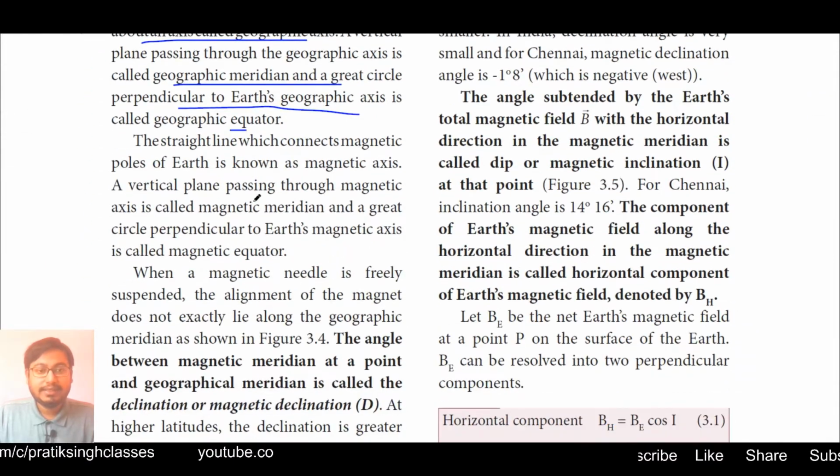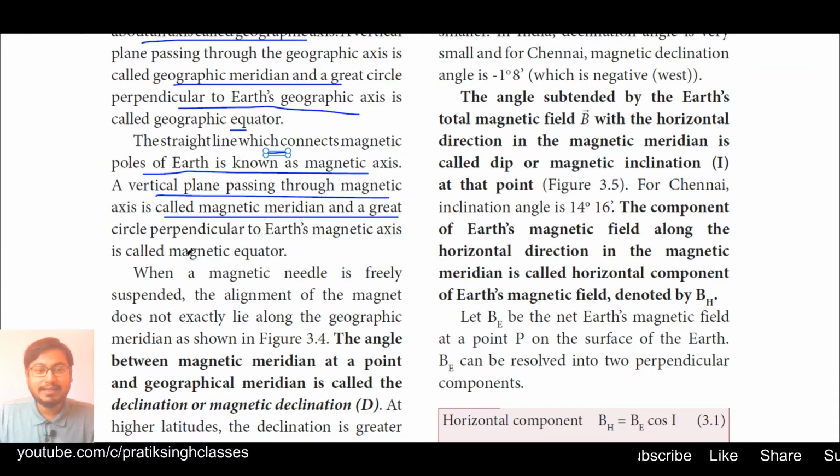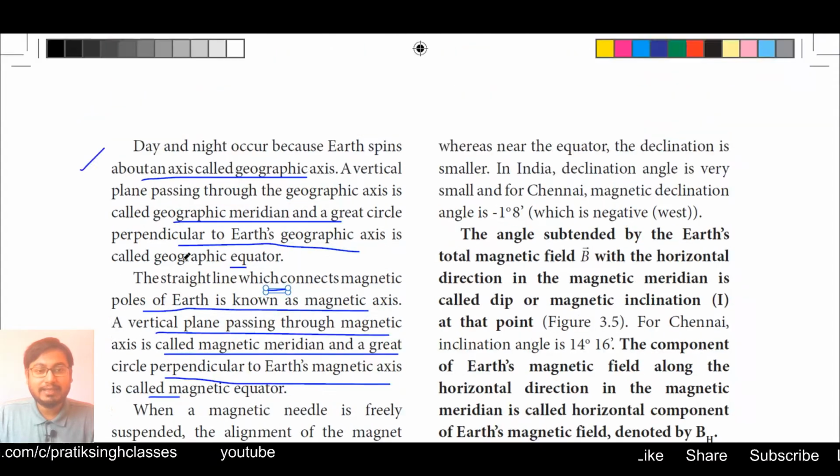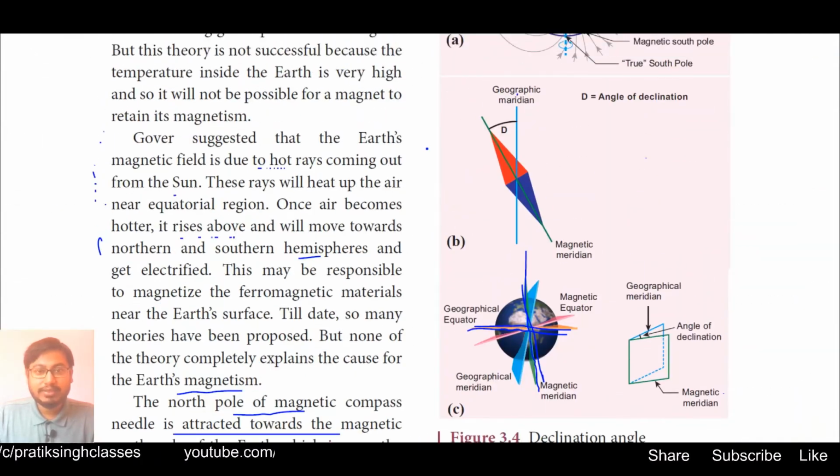The straight line which connects the magnetic poles of Earth is known as the magnetic axis. A vertical plane passing through the magnetic axis is called the magnetic meridian, and a great circle perpendicular to Earth's magnetic axis is called the magnetic equator. So coming to the figure once again, let me erase the things for clear visualization.